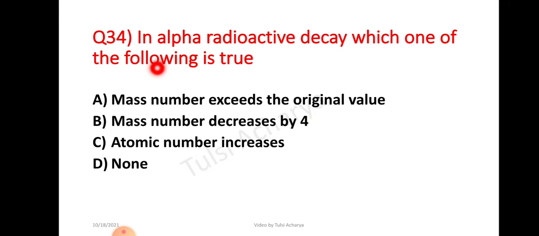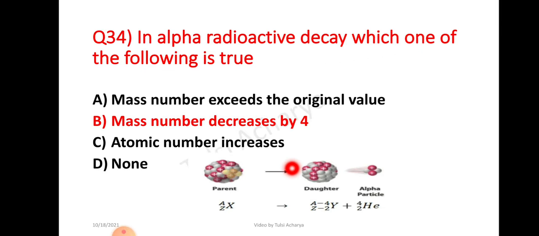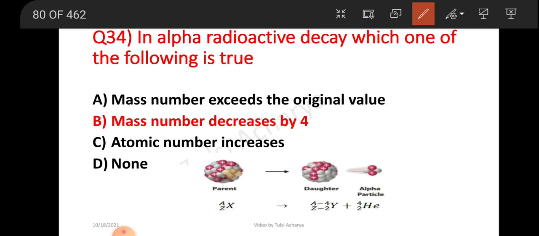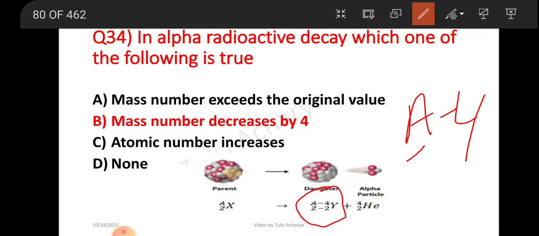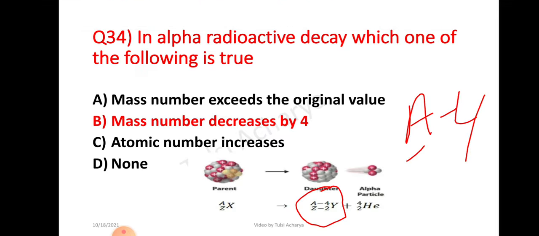In alpha radioactive decay, which one of the following is true? In alpha radioactive decay, the parent nucleus changes to a daughter nucleus by emitting an alpha particle. So its mass number A reduces to A minus 4, that is option choice B. The mass number is decreased by 4. So option choice B is the correct one for question number 34.